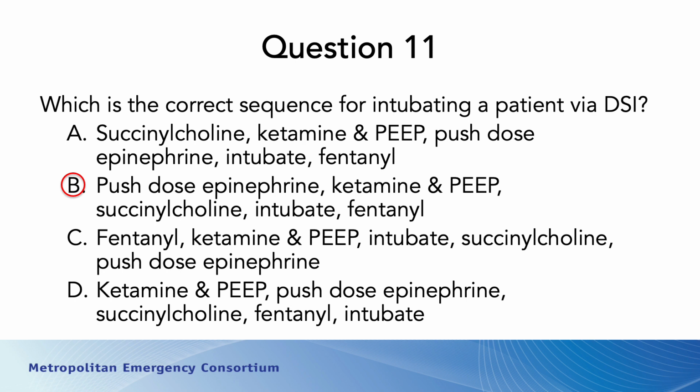We're then going to sedate with ketamine. We're going to place them on PEEP using our tower of power. We're going to go for an O2 sat of 92 to 94% or better. We're going to administer succinylcholine, then we're going to intubate and then sedate further with fentanyl. So for me, option B is the best answer.